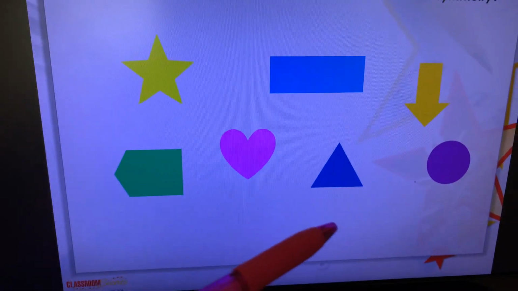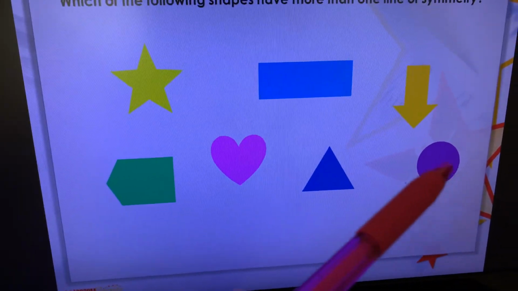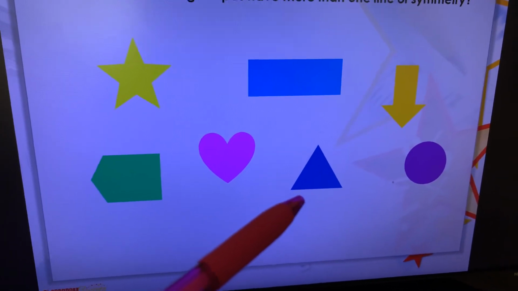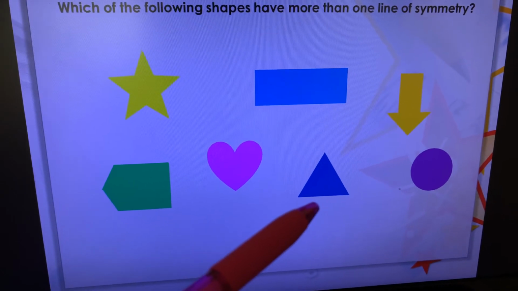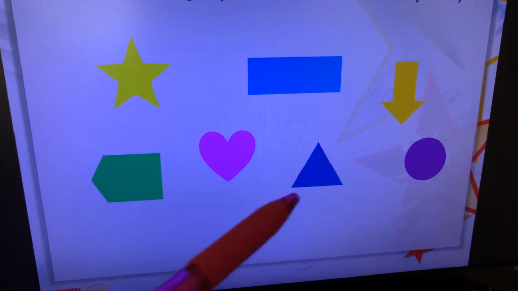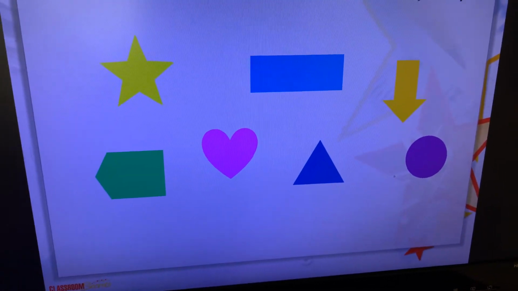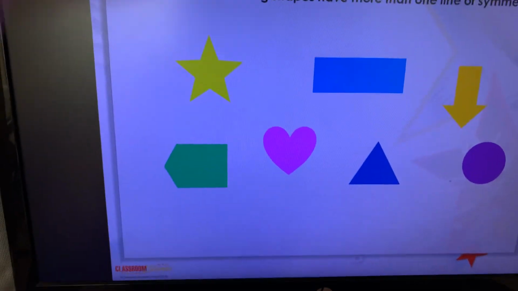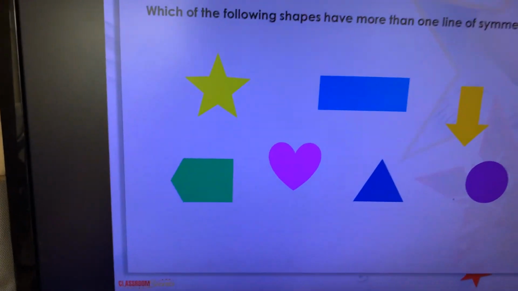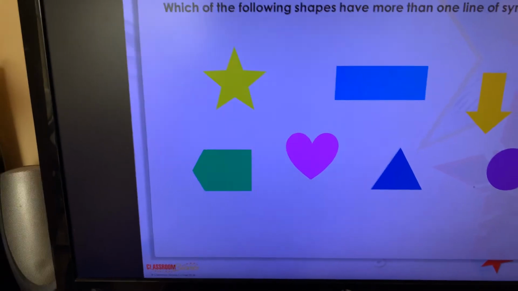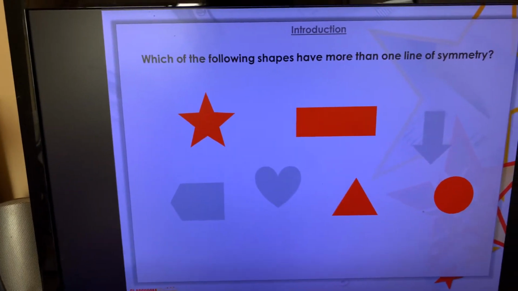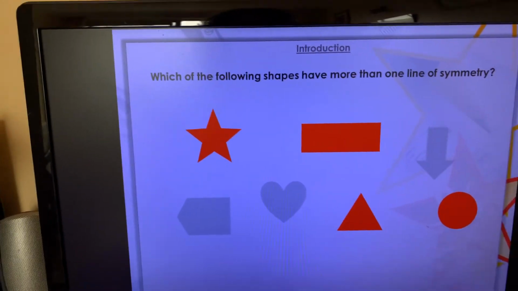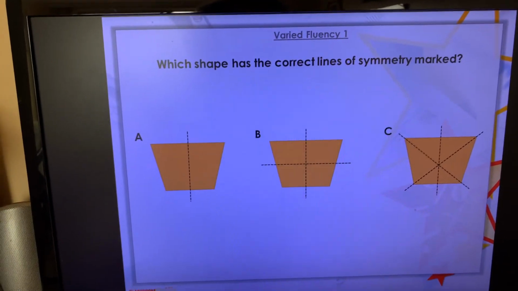That one, oh, what about that? That one certainly has. What about the triangle? Now, different triangles have different numbers of lines of symmetry. That one looks like an equilateral triangle. If it's an equilateral triangle, hopefully you would know that, or think that it will have more than one line of symmetry. Let's have a look. Yes, I got it right. Yeah. Right, next one.